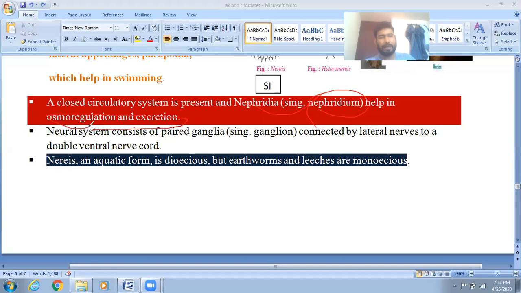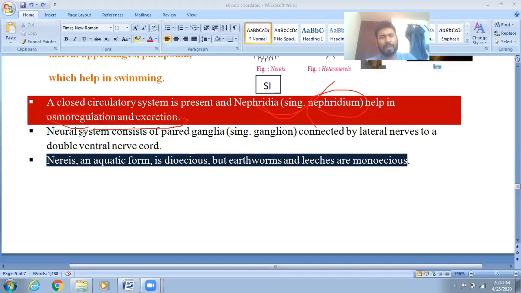We have already talked about the phylum Platyhelminthes, which are provided with flame cells, also known as protonephridia. These protonephridia are involved in excretion. That is the primitive type of excretory system. Now here they have given the nephridia.